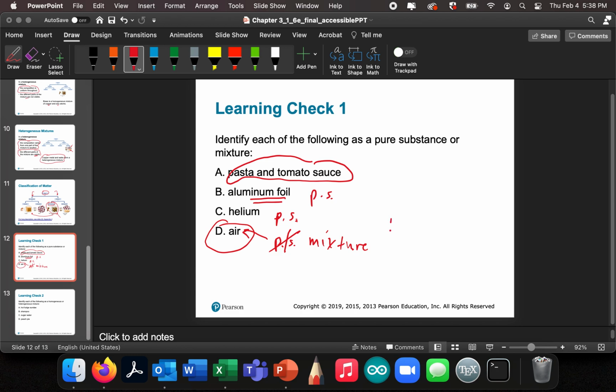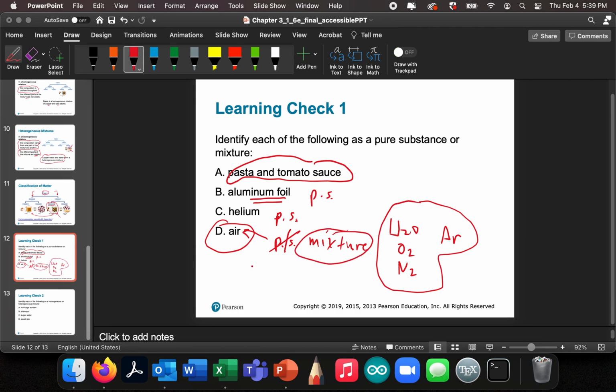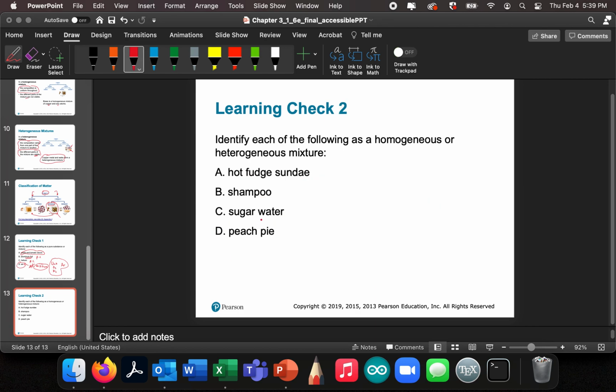It's going to have some water molecules in it. You might not know that, right? It's going to have some O2 in it. It's going to have some N2 in it. It's likely going to have some argon in it, right? So all these things are components of air, so it's definitely a mixture. Okay? All right, let's do another one, and then we'll be done. Pause the video, and then make your answers, and then come back.